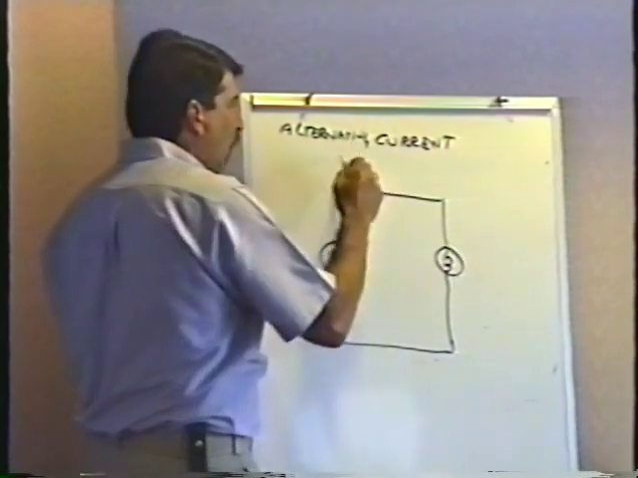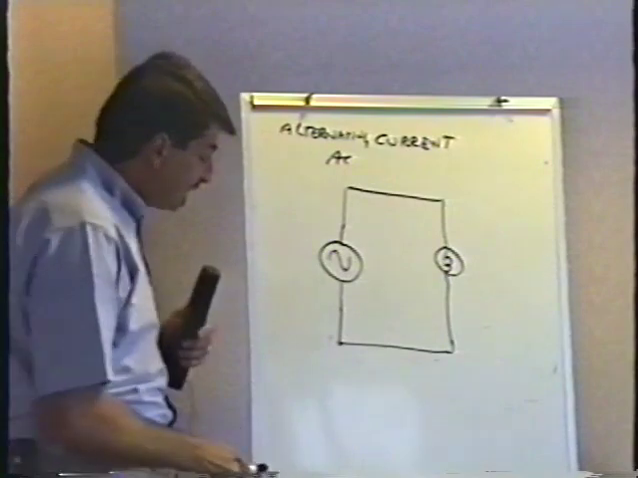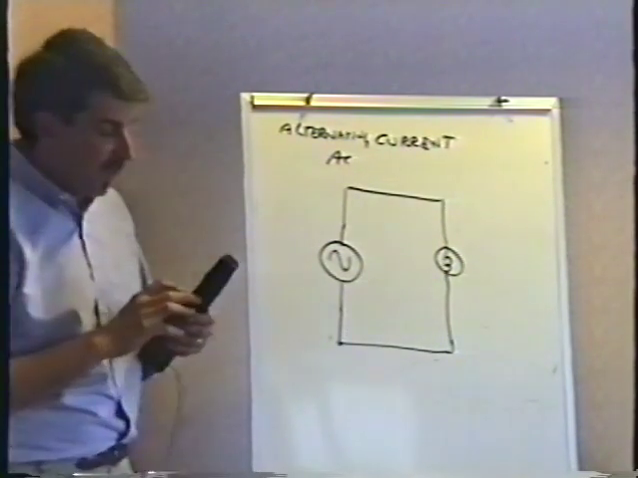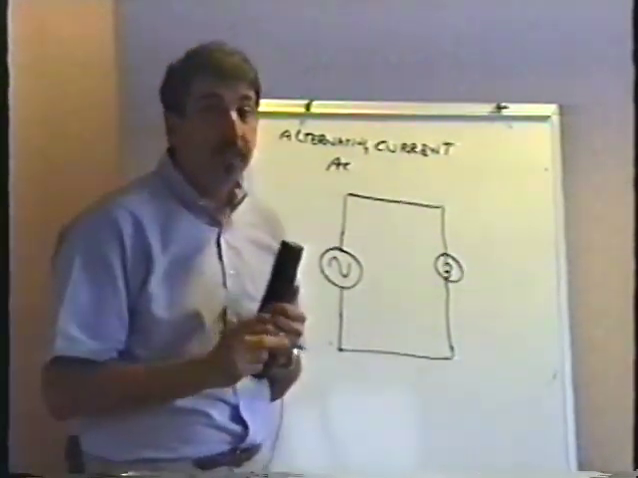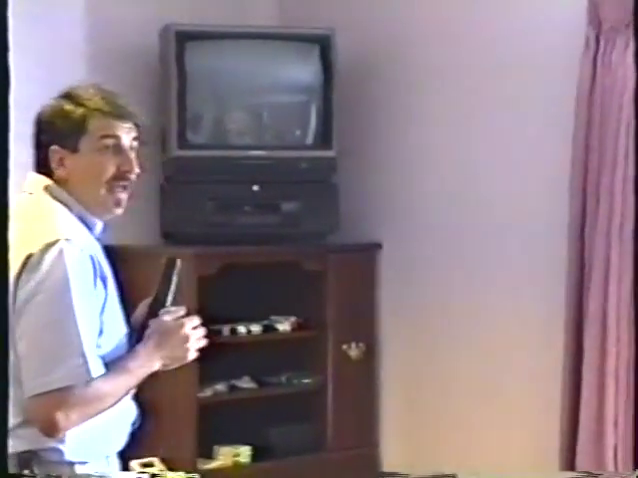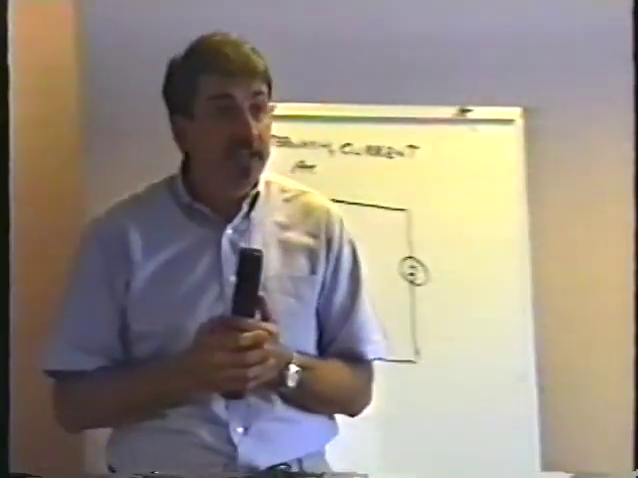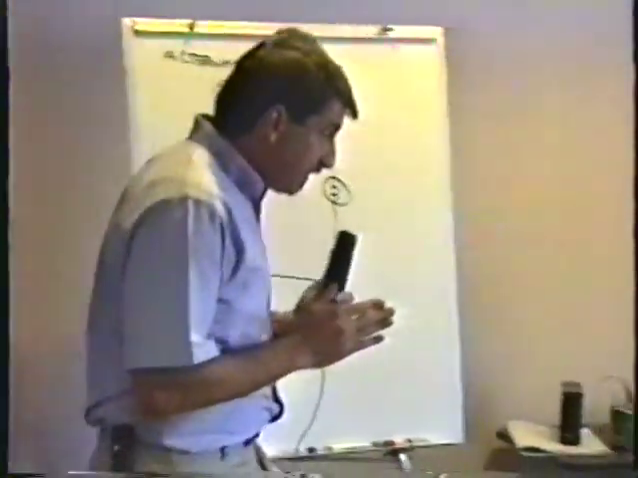But this would be alternating current, or AC. And the difference between AC and DC is that alternating current is constantly changing direction. Alternating current goes in one direction for a short time, and then it goes back in the other direction. Alternating current is constantly changing direction. It's constantly changing polarity.